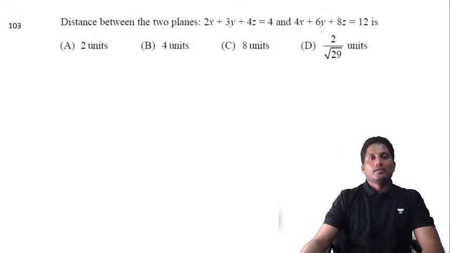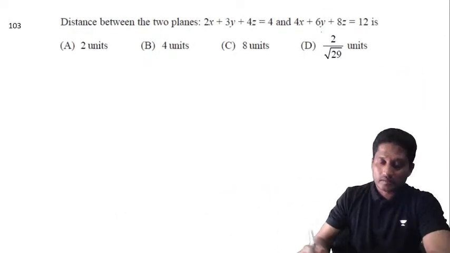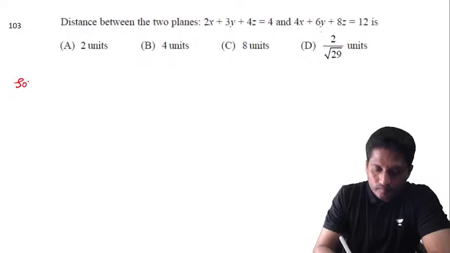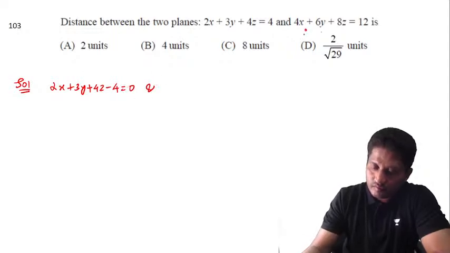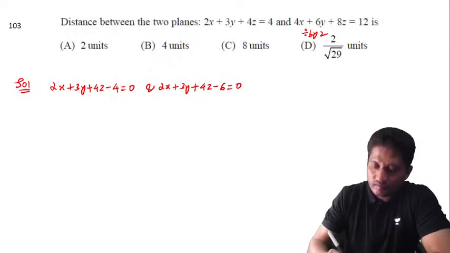Let's move to the next question. Distance between the two planes. I can write this as 2x plus 3y plus 4z minus 4 is equal to 0. And I can divide by 2. If I divide by 2, this is 2x plus 3y plus 4z minus 6 is equal to 0.